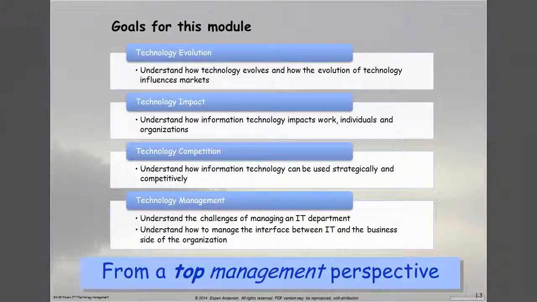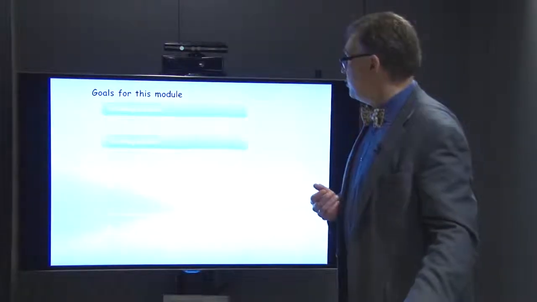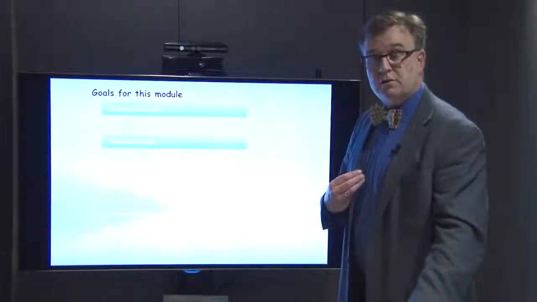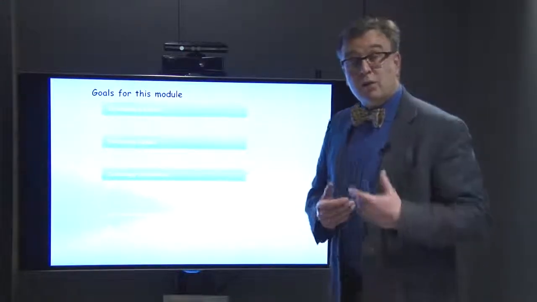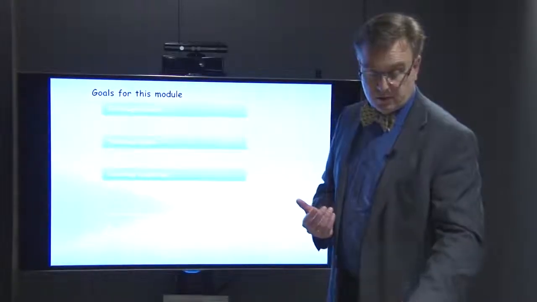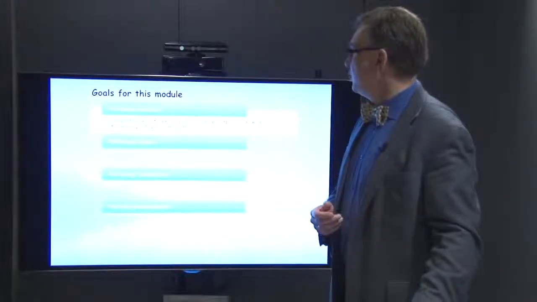Okay, more formally, these are the 4 goals for this module. First one is the theme of technology evolution, which is how technologies change over time. Second one is technology impact. What is the impact of changes in technology on us, on companies, on countries? Thirdly, technology competition. How can we use technology to compete, and how does competition work in technology-rich industries? And lastly, technology management. So a little bit more detail here.